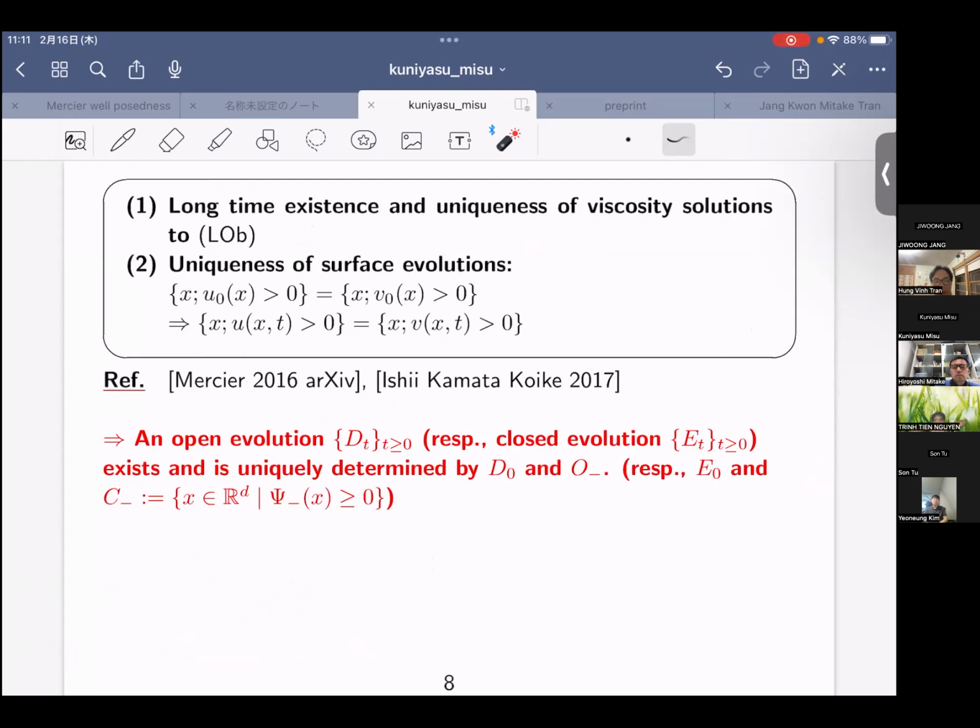The well-posedness and the geometricity of these obstacle problems are also established by these papers. According to these papers, the surface evolution D_t and E_t are uniquely determined by D_0 and O minus.